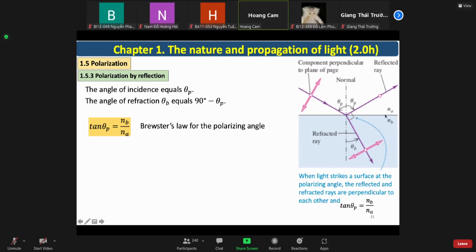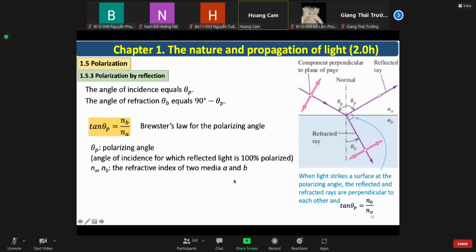And the relationship between the refractive index of two materials and the polarizing angle is shown by this formula. Yes, you can obey Snell's law and then the relationship between the two rays here to prove that as well, in which theta p is called the polarizing angle. The so-called polarizing angle is the angle of incidence for which reflected light is 100% polarized. And A and B are the refractive indices of two different materials.